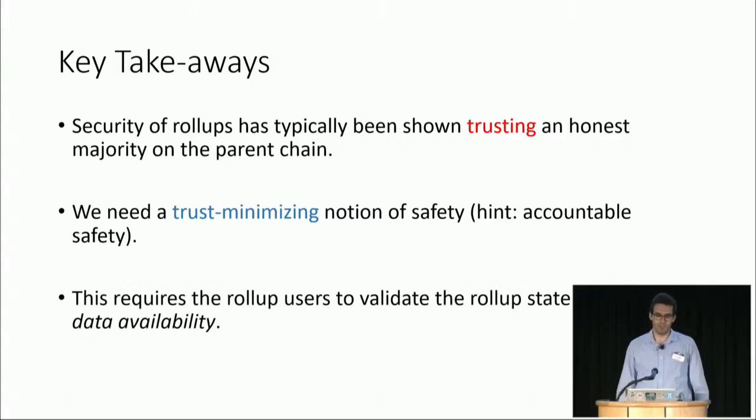And we will see that to prove accountable safety for rollups, we would need to impose some requirements on the rollup nodes. Namely, they should be validating the rollup state, which the full nodes are already doing most of the time. But now there's an extra requirement, which is checking the data availability, or rather the availability of the parent chain blocks, which is a bit non-traditional, and we will come to that.